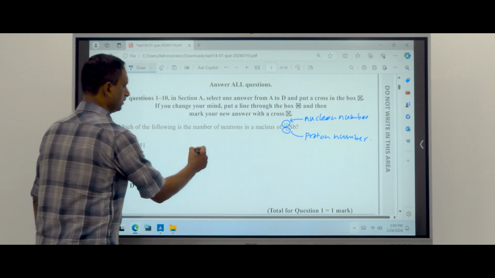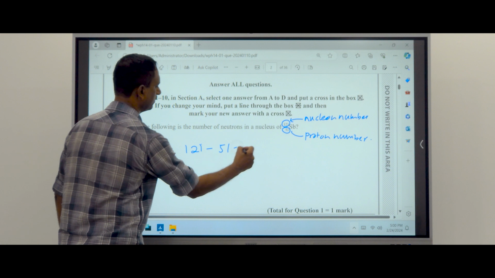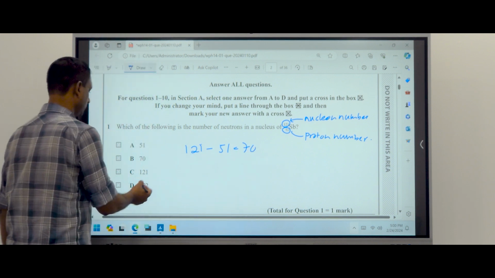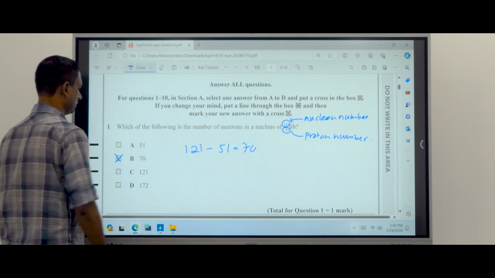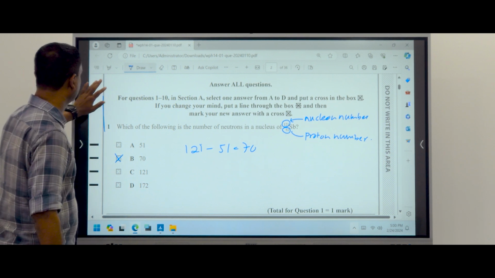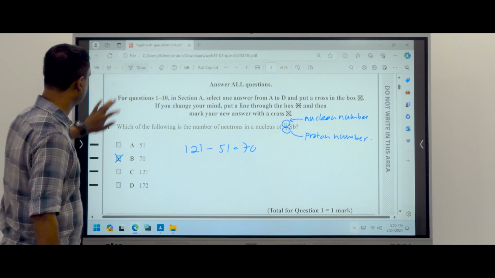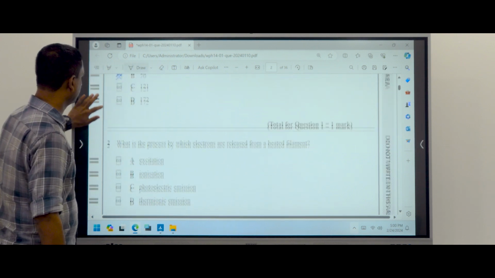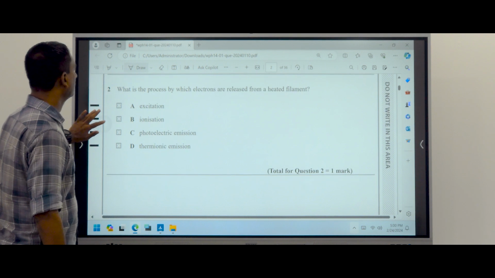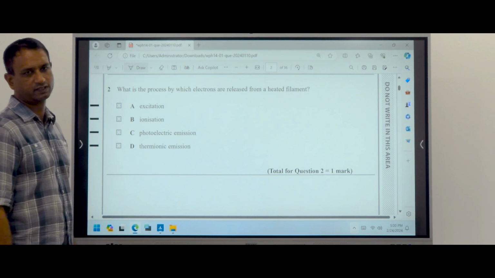Therefore, 121 minus 51 gives 70, the number of neutrons.